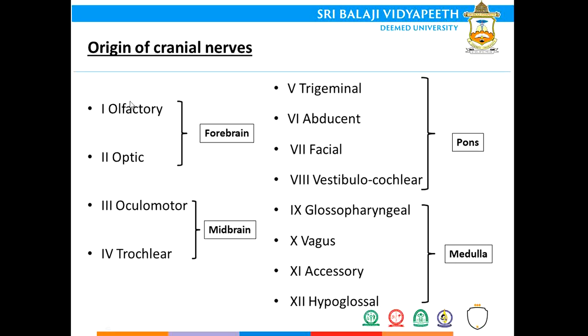So remember, there are 12 cranial nerves. Out of that, the first 2 arise from the forebrain, and the remaining 10 arise from the brainstem. The brainstem consists of midbrain, pons and medulla. Out of that, the 3rd and 4th arise from the midbrain, the 5th, 6th, 7th and 8th arise from the pons, and the 9th, 10th, 11th and 12th arise from the medulla.